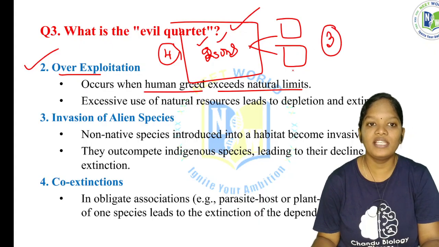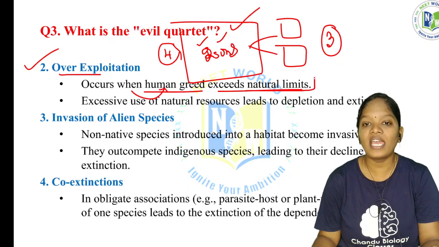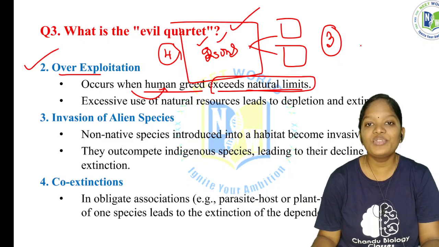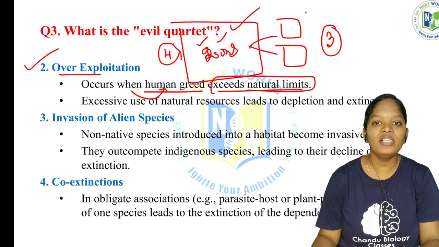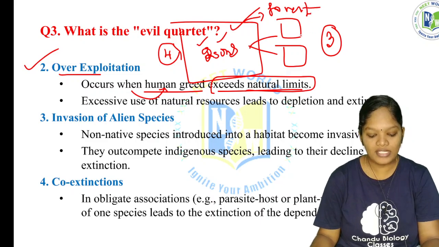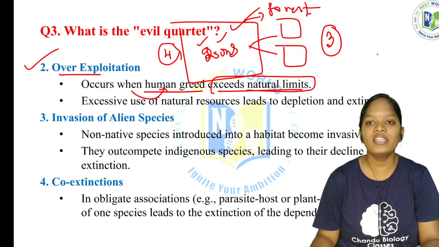Of course it is greed. It occurs when human greed exceeds the natural limits. This is greed, when they exceed the natural limit. For example, consider a family living in a forest area or an important area where we can see many species, a species-rich area.